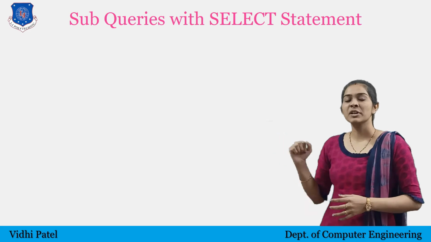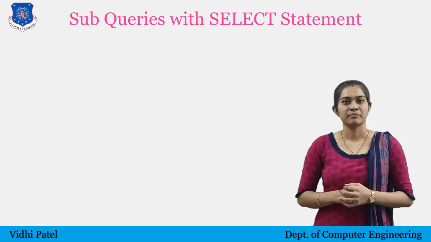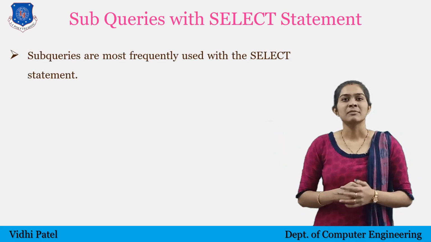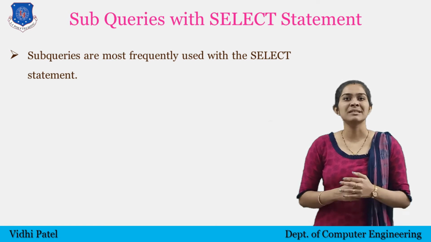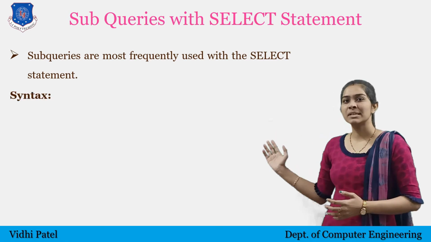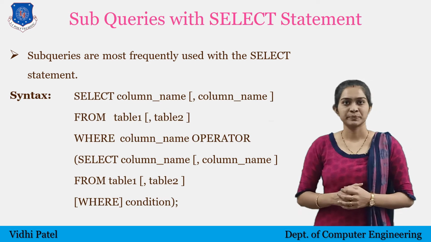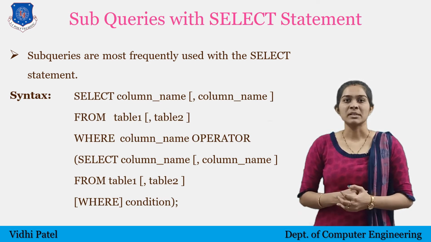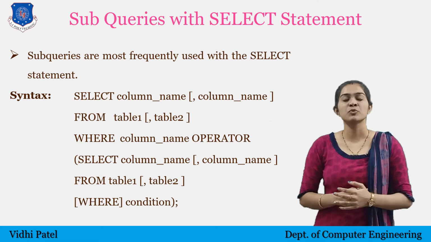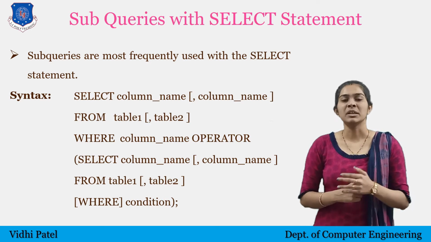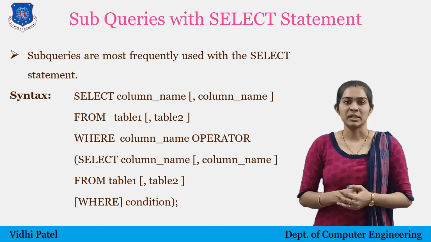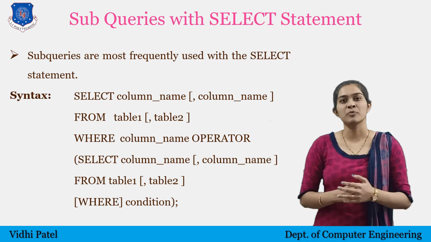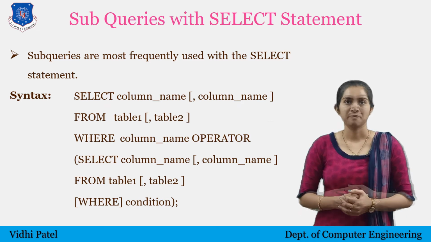Let's see subqueries with the select statement. Subqueries are most frequently used with the select statement. Here is the basic syntax of the subqueries. Select, then list of columns separated by commas, from table name. You can use more than one table separated by comma. Then you have to give column name in where clause with operator. Then you have to write a subquery in the select statement.